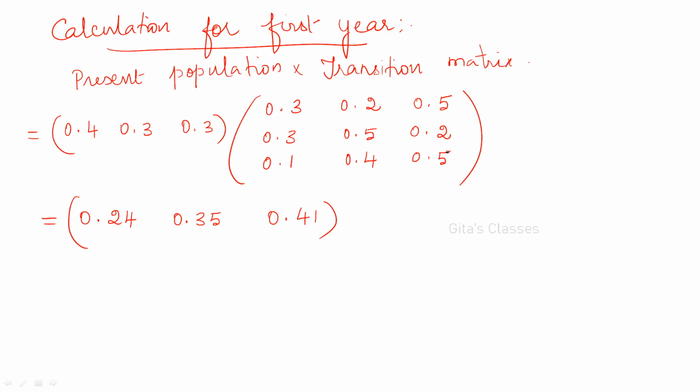That is the general form we have also tried. So for the first year, how will you calculate? Present population into transition. Transition means the change, from one state to another state. The transition probability matrix, TPM, we have written before; the same thing is the transition matrix here. So 0.4, 0.3, 0.3, the present population, into the transition matrix gives 0.24, 0.35, 0.41, which is the required population proportion after the first year.